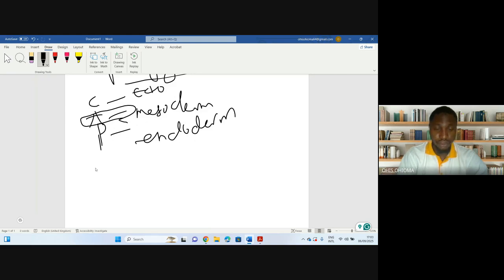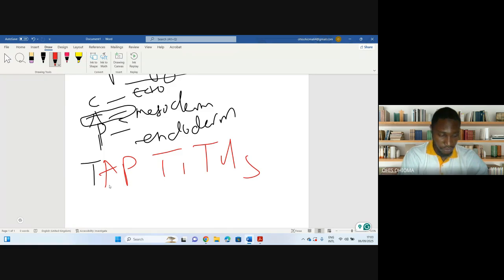The pouch basically has four parts: the first, second, third and fourth. There's a mnemonic I want you guys to remember. The mnemonic is called TAP TITUS. So we have one, two, three, four, five, six, seven, eight.